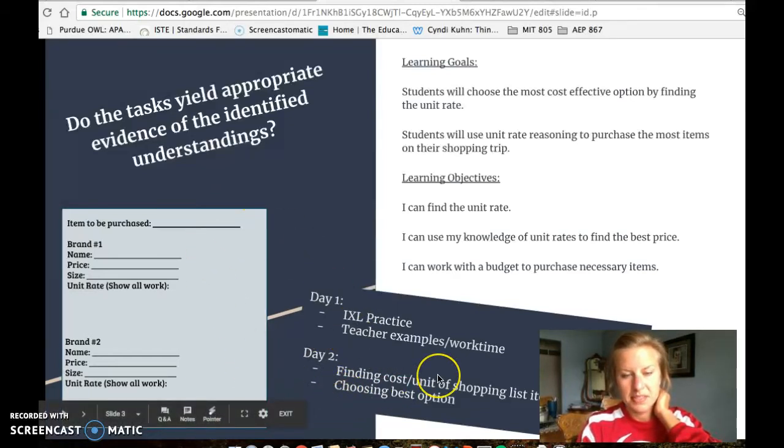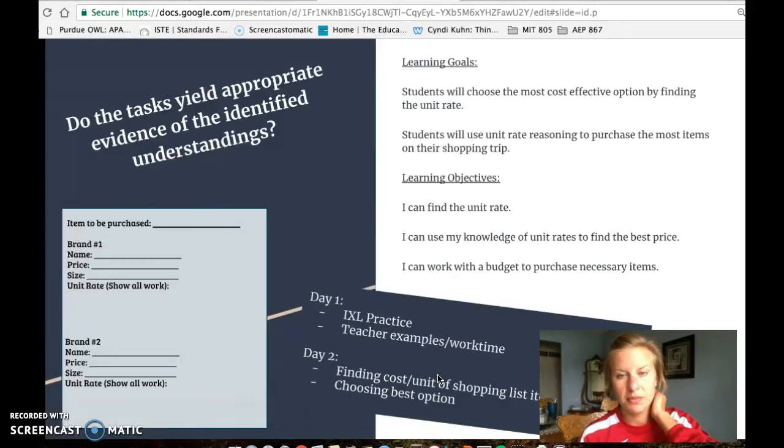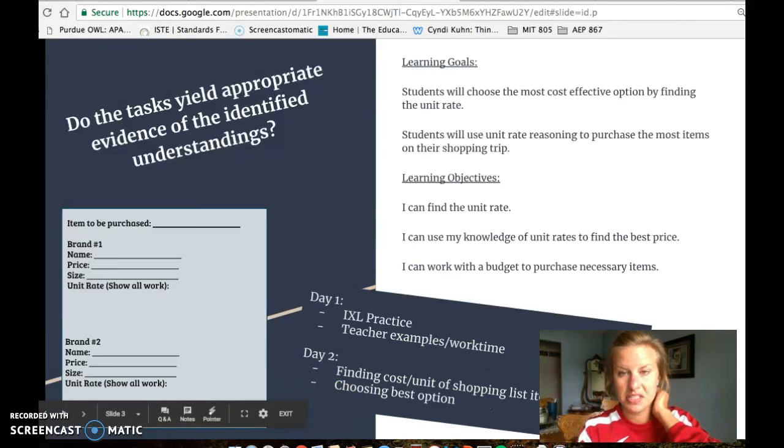Day two, some tasks that they did: I planned for an actual shopping trip to the grocery store, and so they had to find, for example, if I want to buy peanut butter, I'm going to find two different brands of peanut butter, and I'm going to see which is the better option or the better price by finding the unit rate of each.